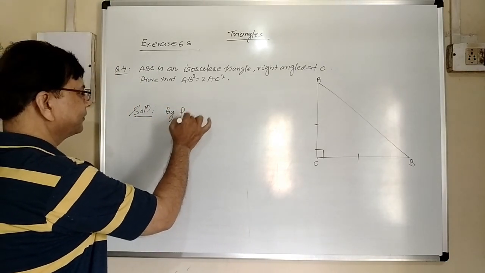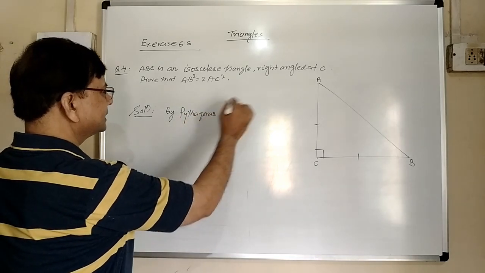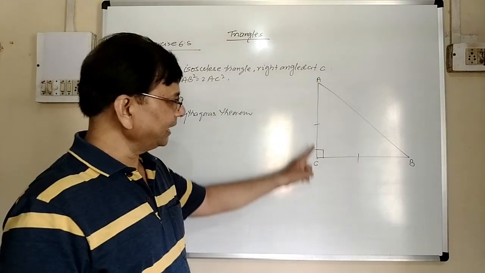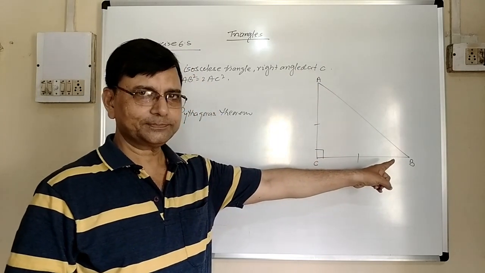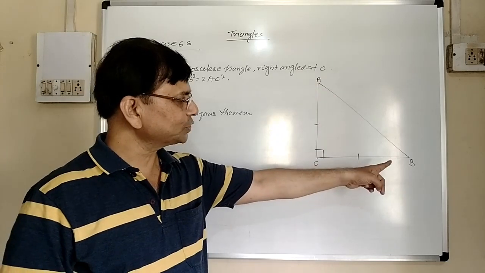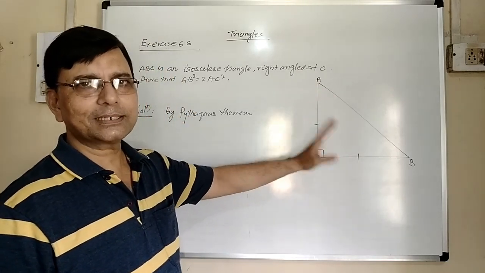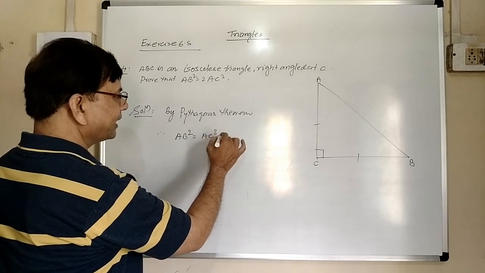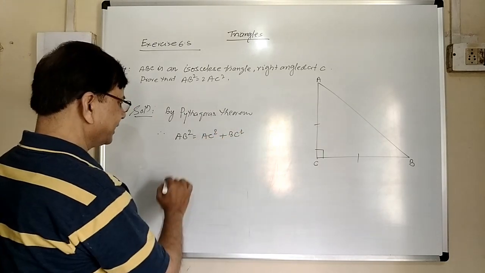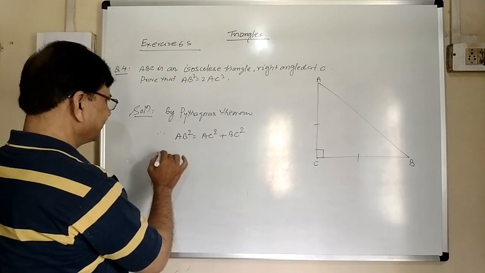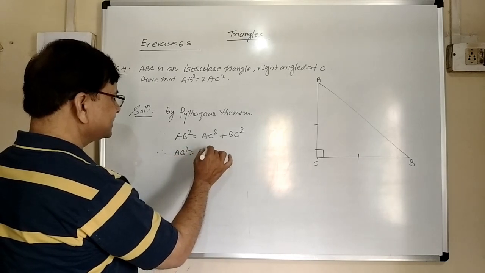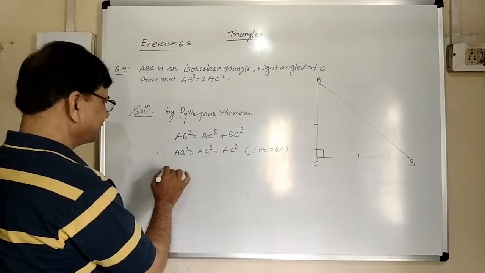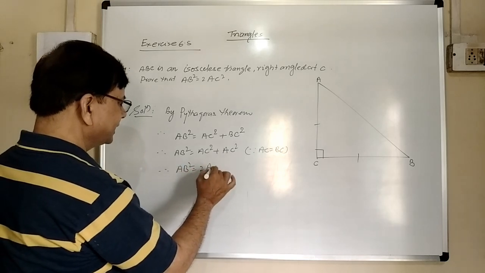By Pythagoras theorem. What is Pythagoras theorem? In a right angle triangle, the hypotenuse square is the sum of the squares of the remaining two sides. Therefore, AB square is equal to AC square plus BC square, right? Therefore, AB square is equal to AC square plus AC square, since AC is equal to BC. Therefore, AB square is equal to 2 AC square.